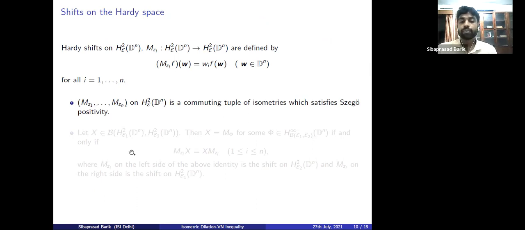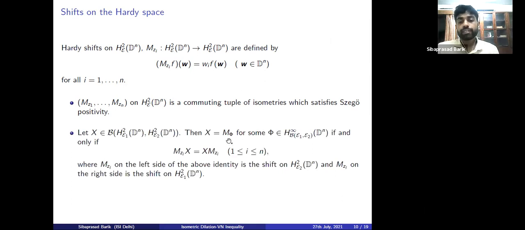Another fact is that the Hardy shifts always commute with the multiplication operator with respect to some multiplier, and the converse is also true. If an operator commutes with the Hardy shifts, then it turns into a multiplication operator with respect to some multiplier.